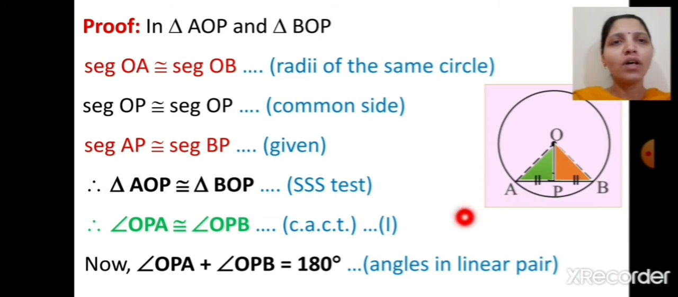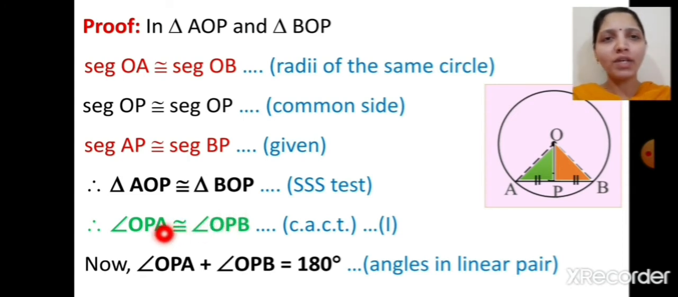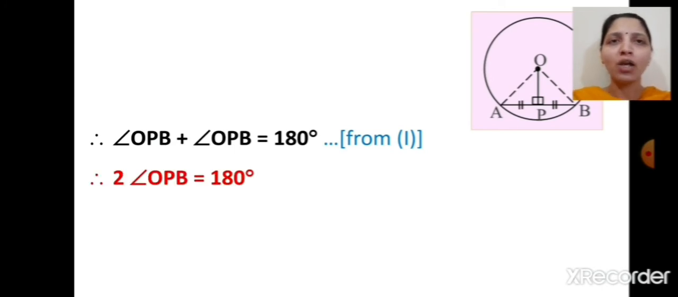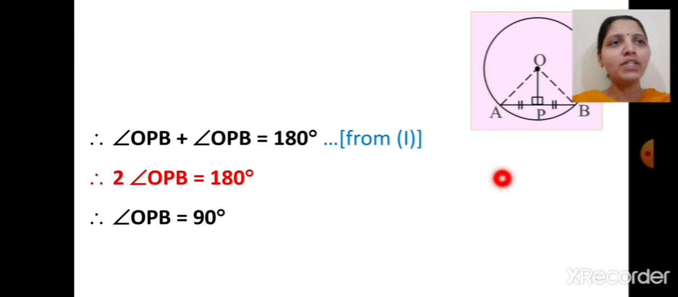Okay. Now in equation 1 we have shown that angle OPA is congruent to angle OPB. So instead of angle OPA we can write here angle OPB. So let's write here angle OPB plus angle OPB is equal to 180 degrees. Reason you will write as from equation 1. Therefore 2 angle OPB is equal to 180 degrees. Therefore angle OPB is equal to 90 degrees. That means angle OPA is equal to angle OPB is equal to 90 degrees.